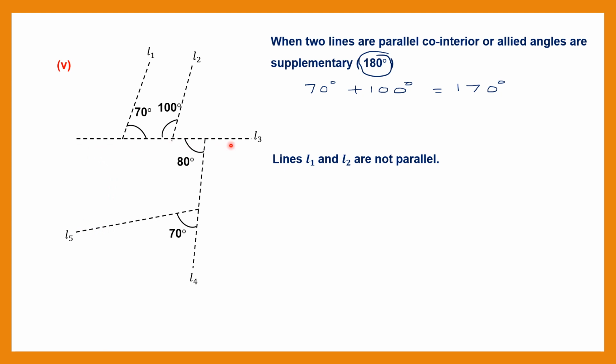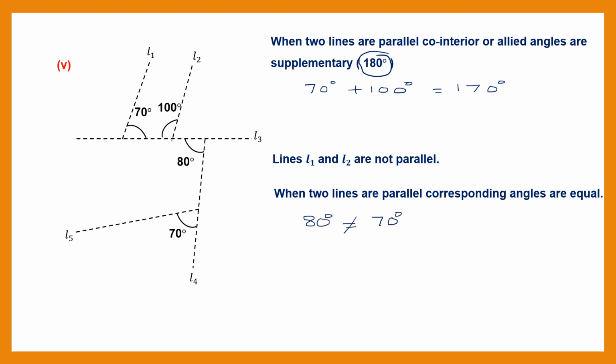So we have this dotted line, line 3, and this is the other dotted line, line 5, and we have angles given there. So when two lines are parallel, the corresponding angles are equal. So these two are corresponding angles. One angle is 80 and the other angle is 70. So that means they are not parallel, isn't it? So 80 degrees and 70 degrees are not equal to each other. So these corresponding angles are not equal. That means lines L3 and L5 are not parallel to each other. So we found out about lines 1 and 2. Then we found out about lines 3 and 5.